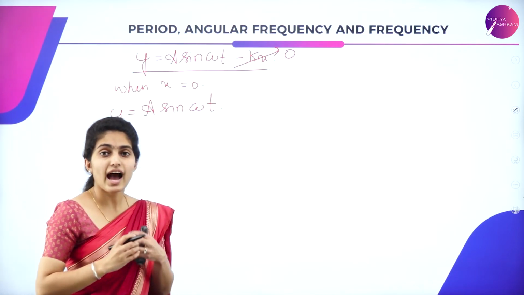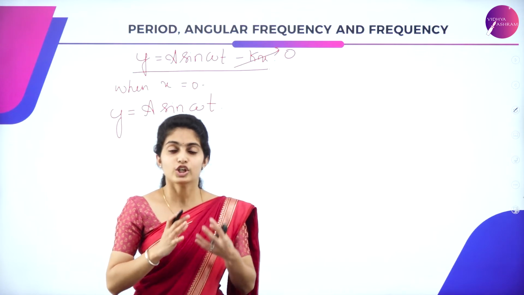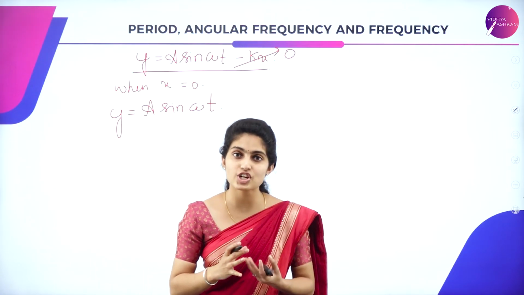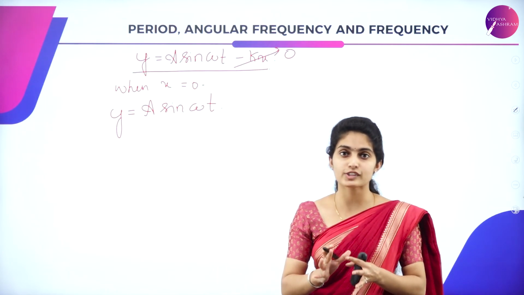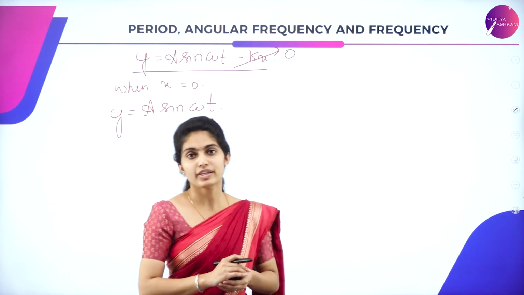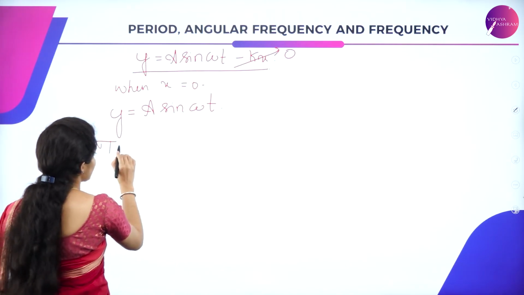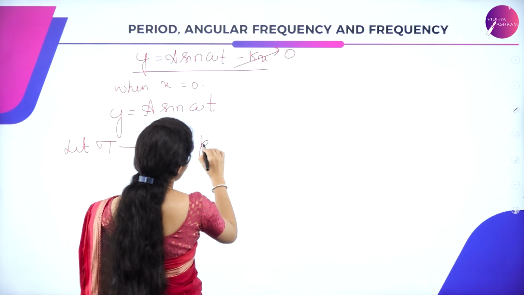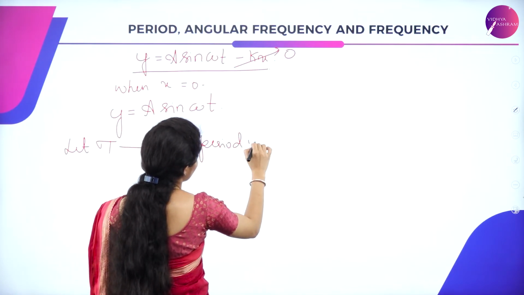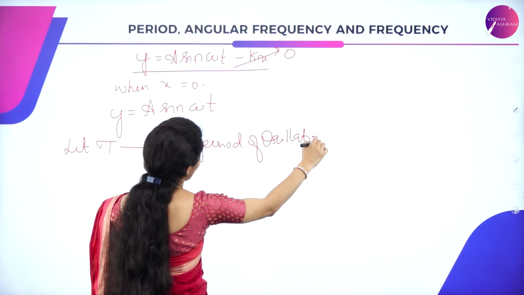So we have to introduce another concept, that is the period of oscillation. What is the period of oscillation? It is the time taken by a particle to complete one full oscillation. That is said to be the period of oscillation. So when that is the case, let T be the period of oscillation, or the time taken for one complete oscillation.